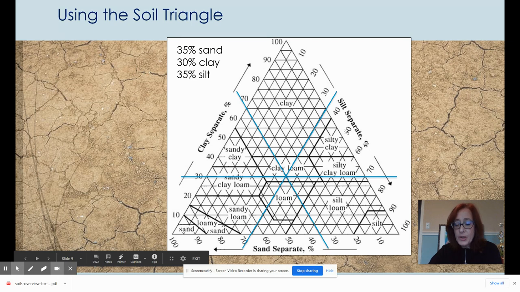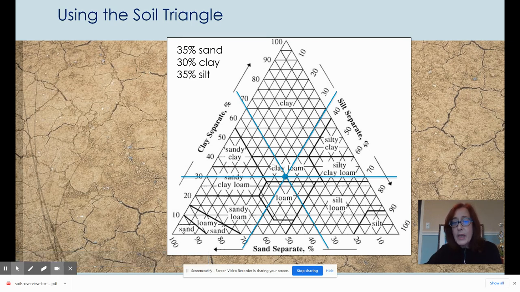Right where the intersection of all these is the type of soil that we have. So we have loam, and it's really a clay loam. So that's how you do it. All right, so yeah, that's it.